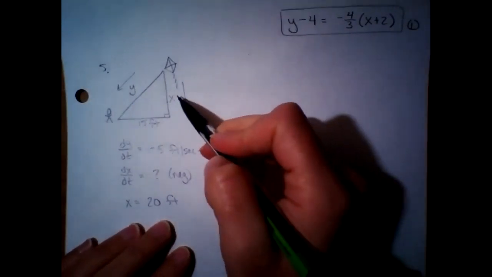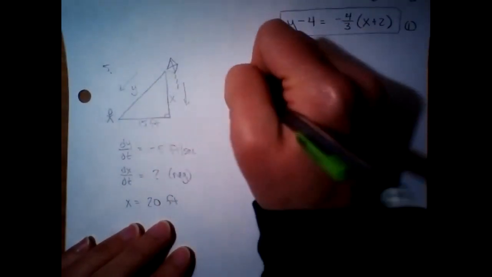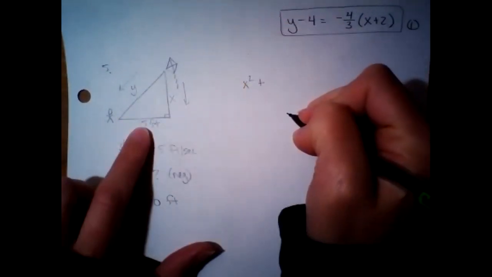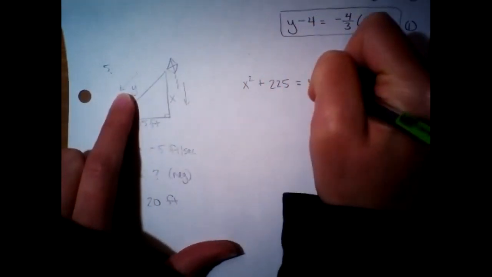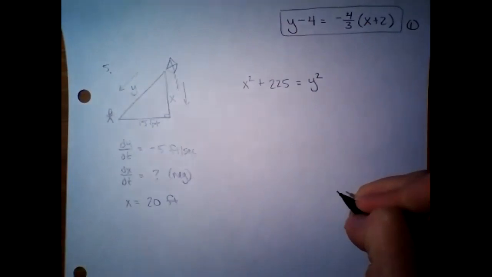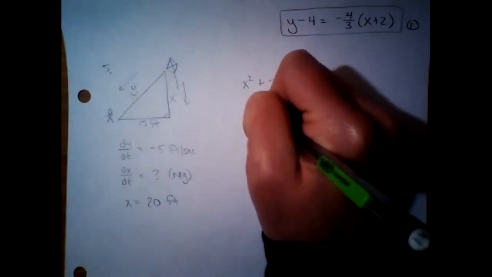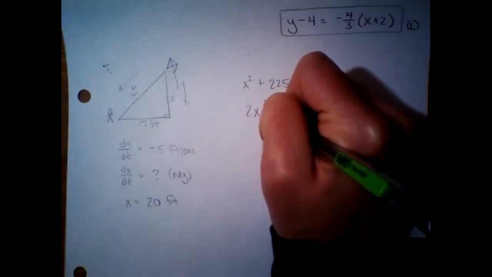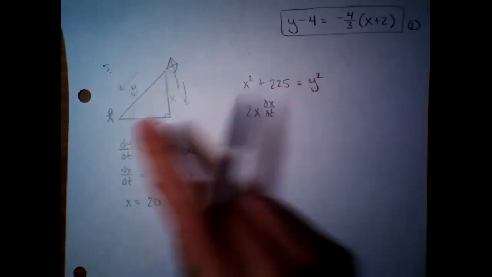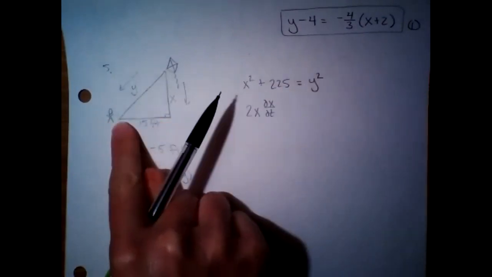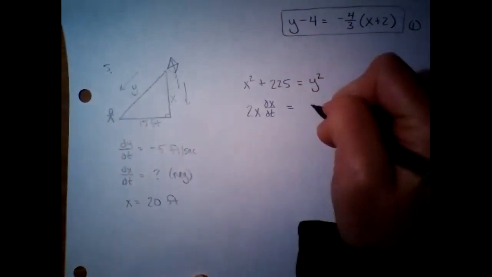Relationship between the variables is going to be the Pythagorean theorem. So it'll be x squared plus 15 squared, which would be 225, equals y squared. And then we're going to do the derivative. So this would be 2x dx/dt. 225 is a constant, so that's gone. Again, the little boy is not running around, so he doesn't have a rate of change. This isn't changing. So that's going to be 0.